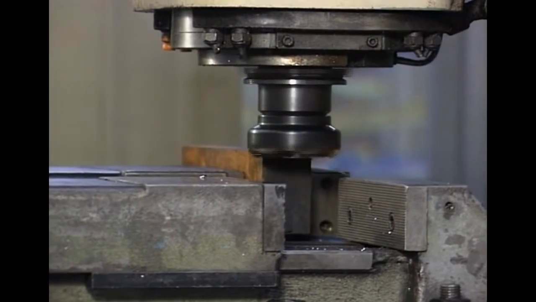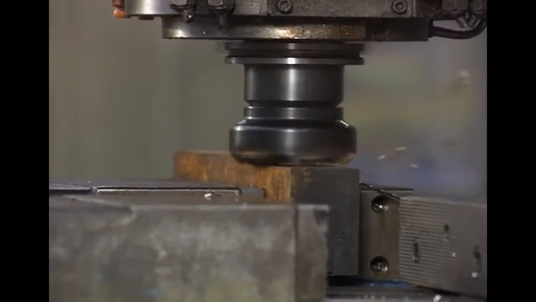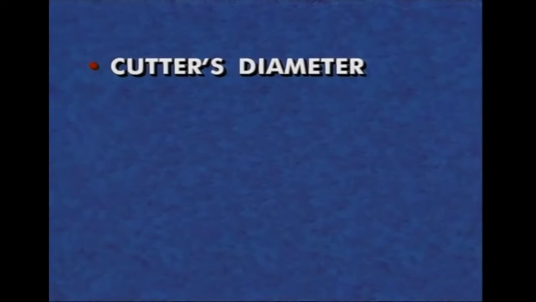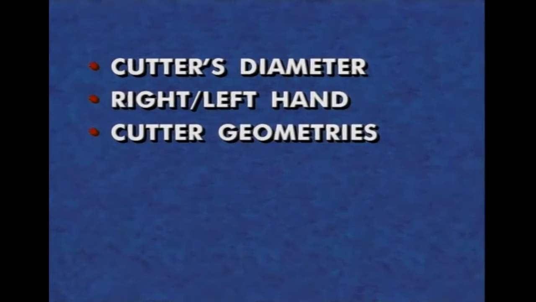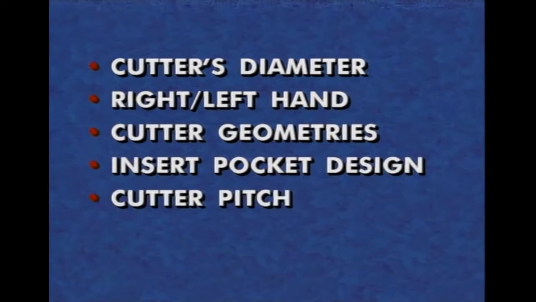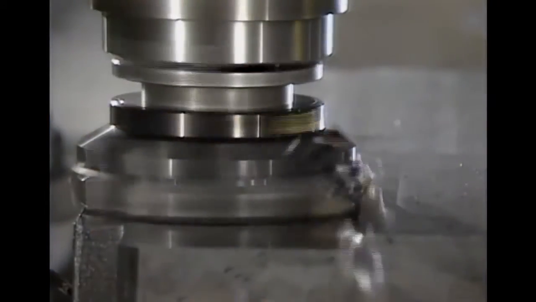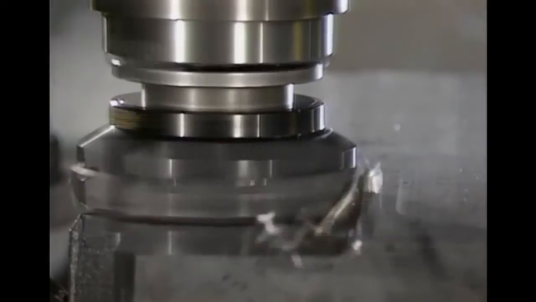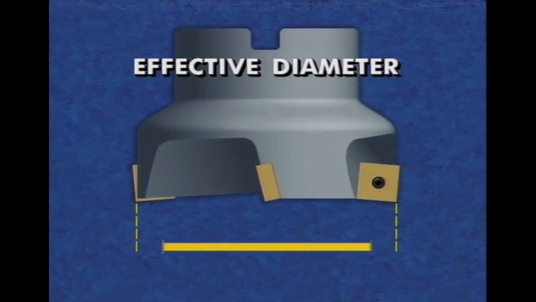There are major variables in the design of face milling cutter bodies which must be considered when selecting tools. These include the cutter's diameter, the hand of cut, the cutter geometries, including rake and lead angles, the insert pocket design, the milling cutter pitch, and the cutter's mounting method. For cutting, the effective diameter is the most significant concern. The effective diameter is measured from the highest point on an insert on one side to the highest point on the insert on the opposite side.